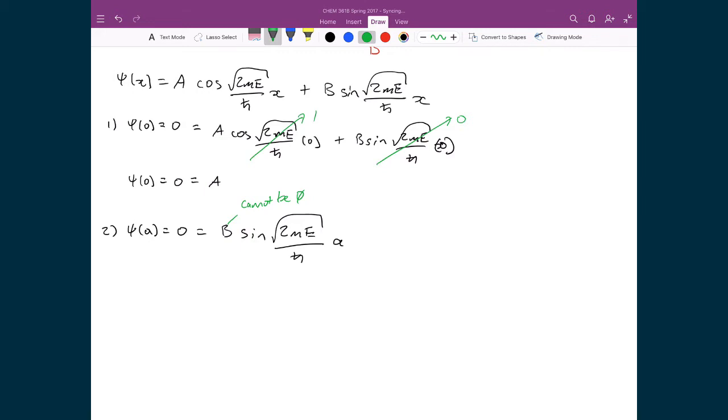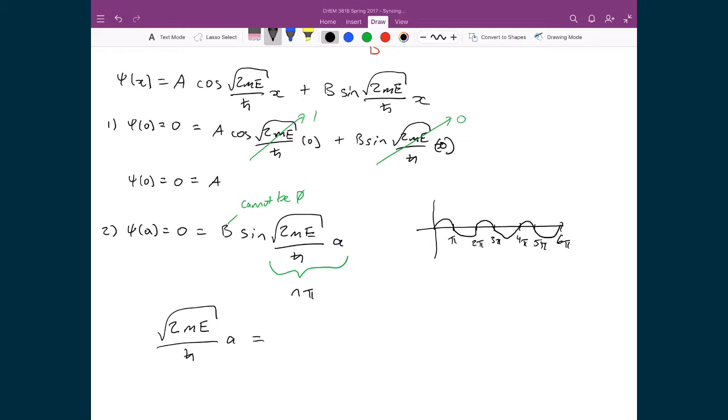That means that this sine of square root of 2mE over h bar times a has to be equal to 0. If we look at a sine function, sine of x looks something like this. Sine of x is equal to 0 every time it hits an integer multiple of pi. So here's pi, here's 2 pi, 3 pi, 4 pi, 5 pi, 6 pi. Anytime we hit an integer number of pi, the sine of pi, the sine of 2 pi, we're going to end up with 0. That means this internal part of the sine function must be equal to n pi, so that I satisfy this boundary condition. So I can make these two pieces equal to each other: square root of 2mE over h bar times a is equal to n pi.